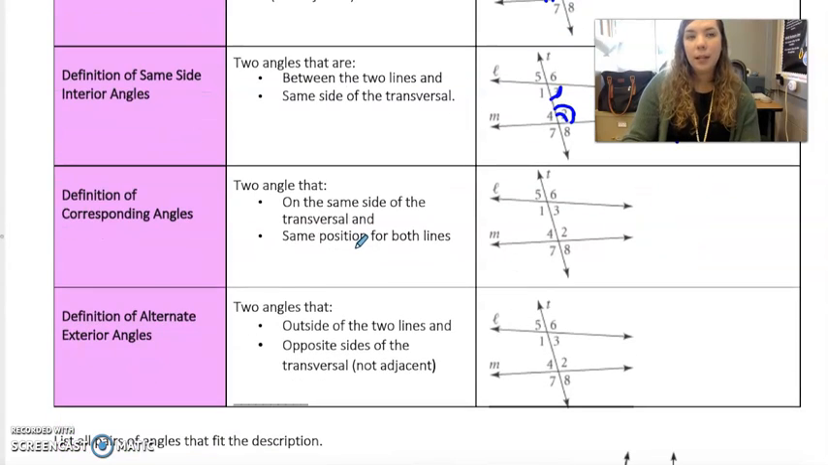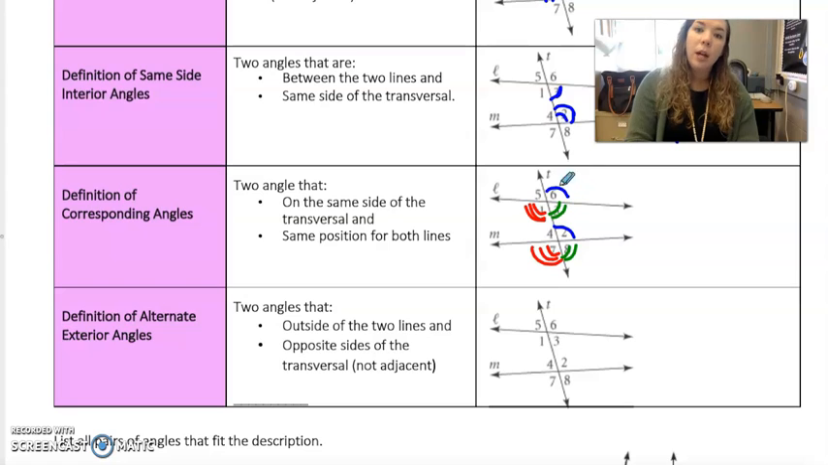Corresponding means they're on the same side of the transversal in the same position. So for example, 2 and 6 are both on the top right of their line. We could do 3 and 8. We could do 1 and 7, and then 5 and 4 as well. Okay, so top right, bottom right, they're in the same position on both lines. Alternate exterior is very similar to alternate interior, but exterior means the outside. So 5 and 8 would be considered alternate exterior. 6 and 7 are considered alternate exterior.